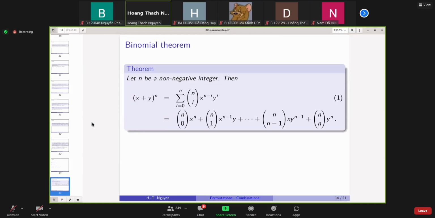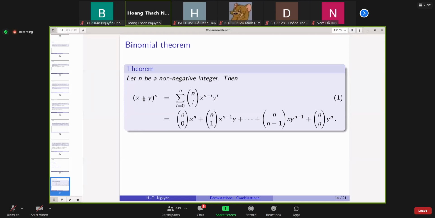I suppose that you have seen this formula before in high school, right? This is the formula for the development of what is called the Newton binomial. You can see this theorem under various names: binomial theorem, or Newton's formula, or Newton's binomial theorem, and so on. But they all talk about the same thing.